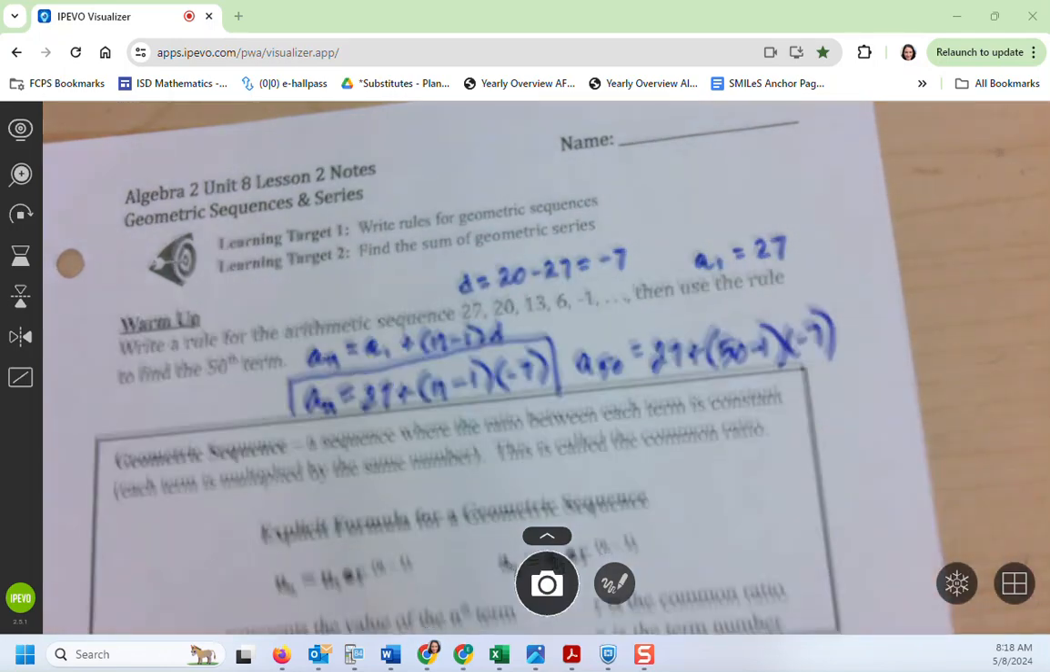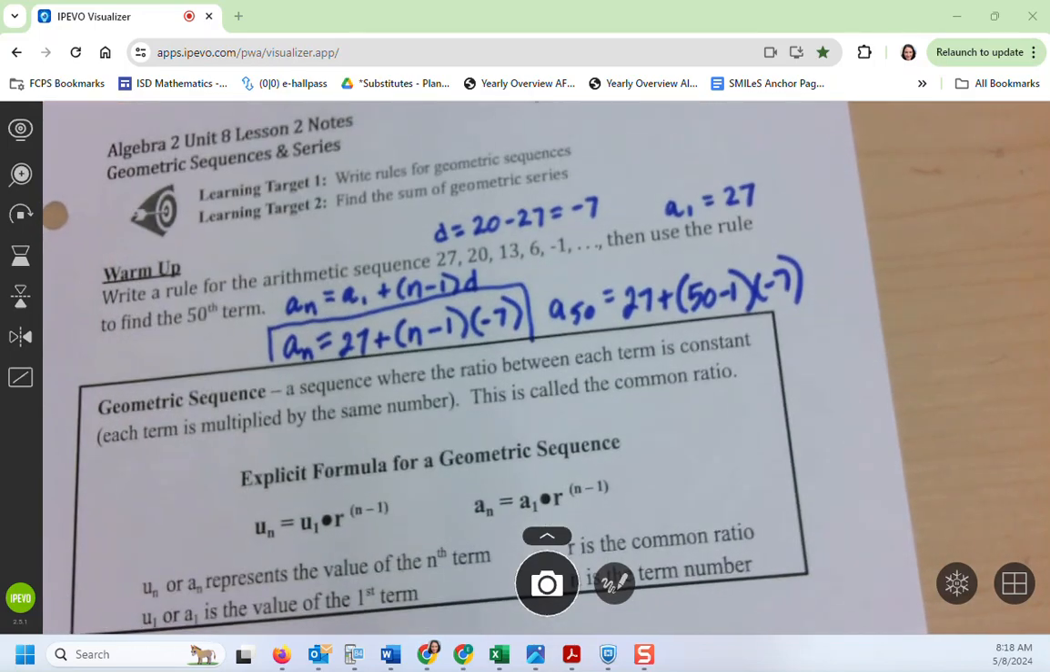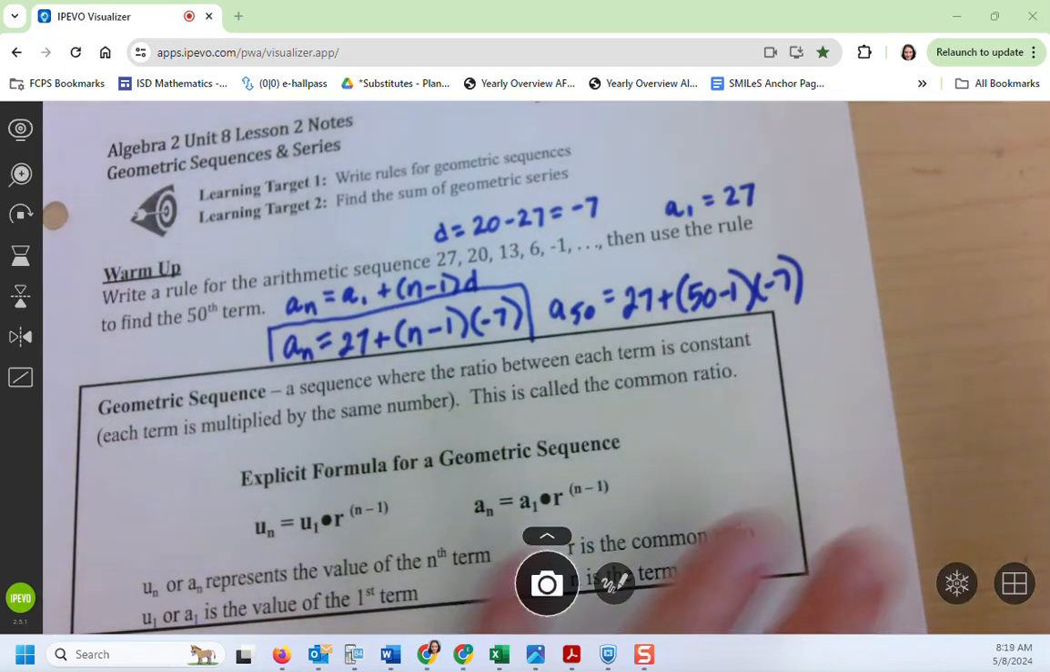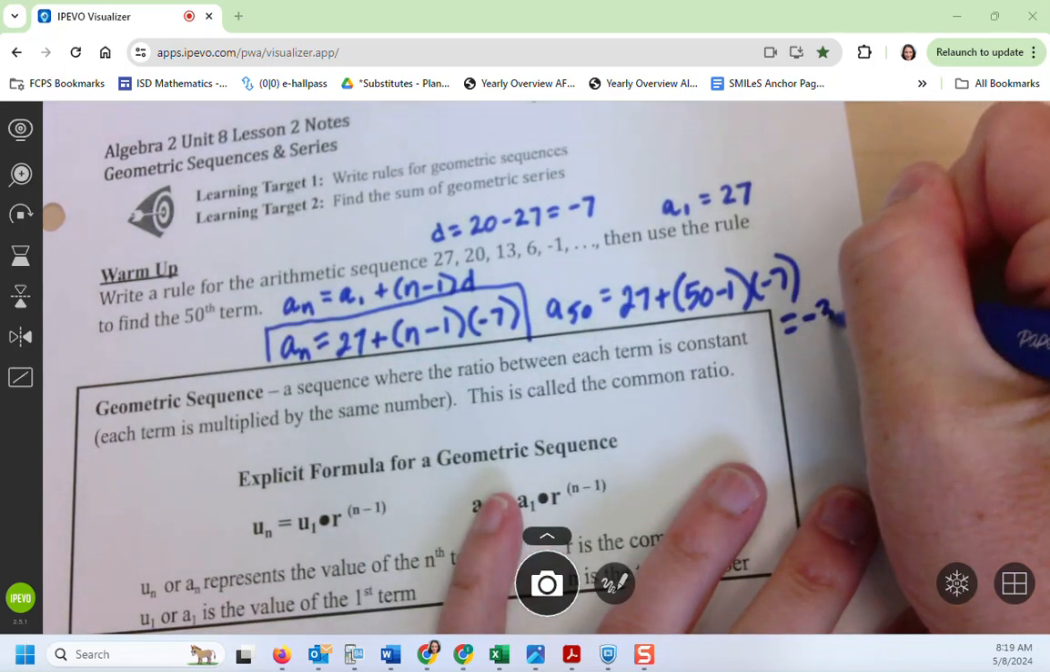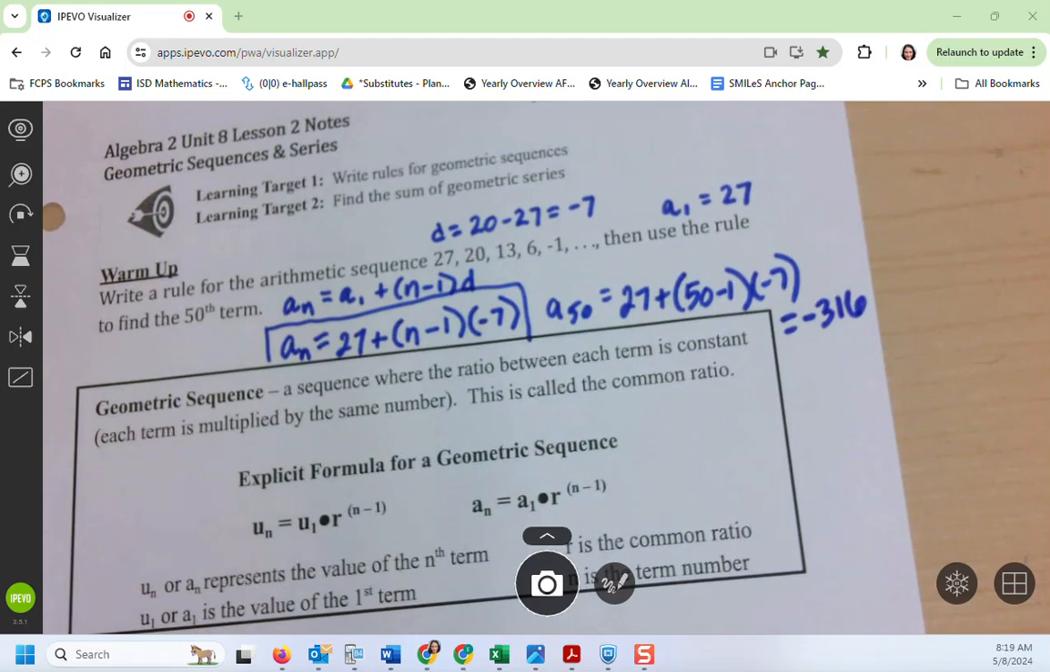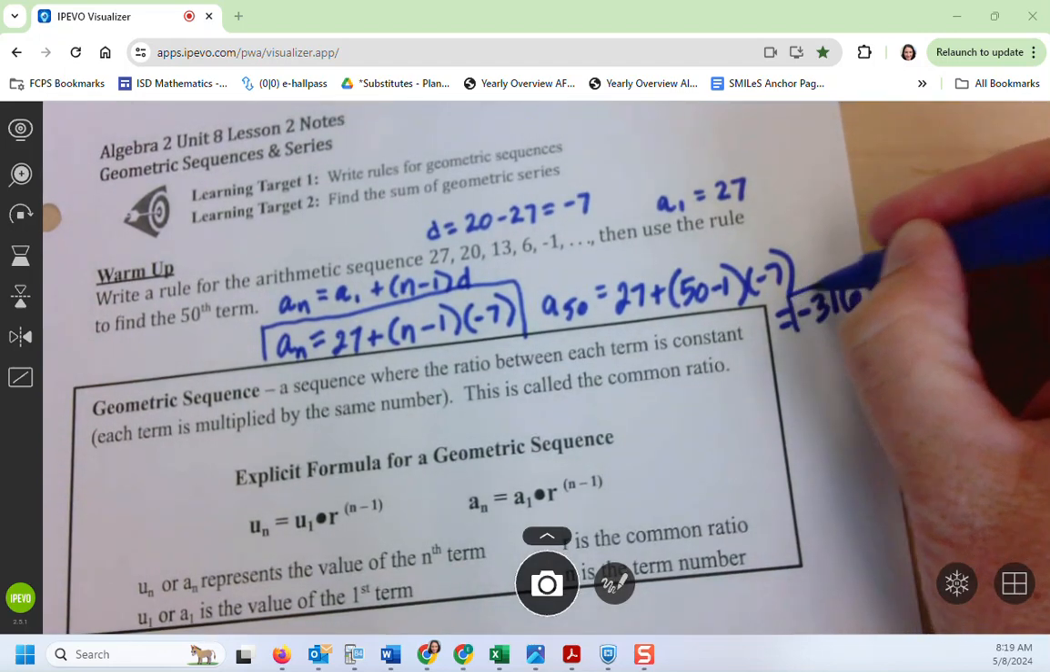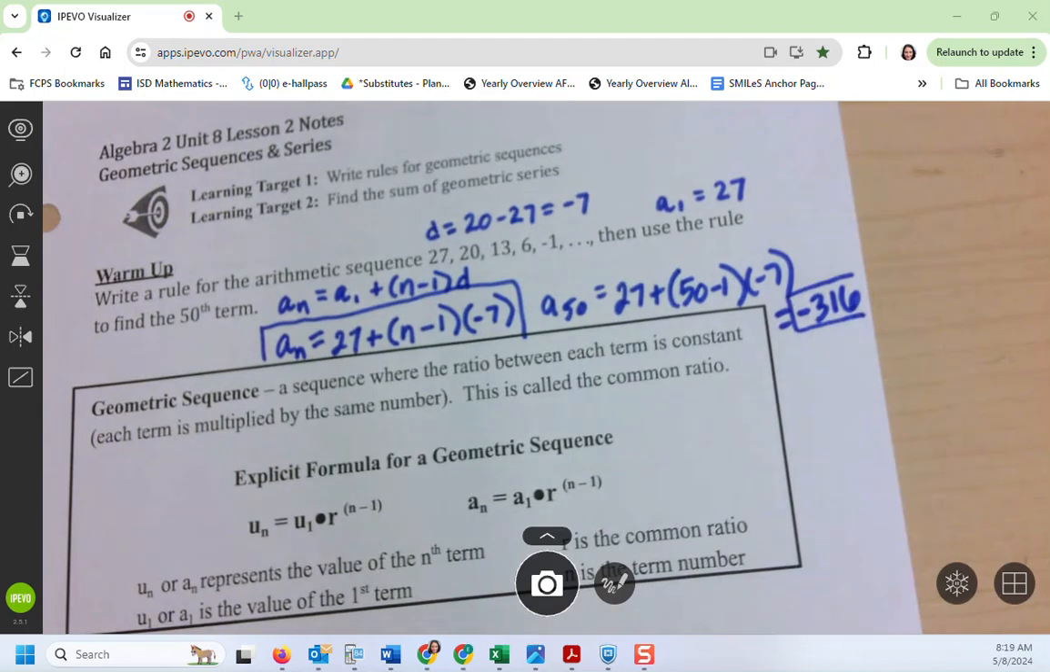Okay, and I haven't done that yet. Anybody do this and get an answer? Negative 316? And Sydney and Jennifer, did you get negative 316? You didn't do that part yet? Okay. And Tabitha, did you get that? Negative 316? Okay. So equals negative 316. If you guys didn't grab a calculator yet, go ahead and grab a calculator. All right, so we can box that one up too. So we had two different answers because it asked for the rule and then it asked for the 50th term.